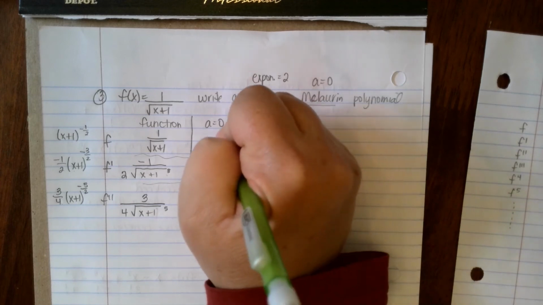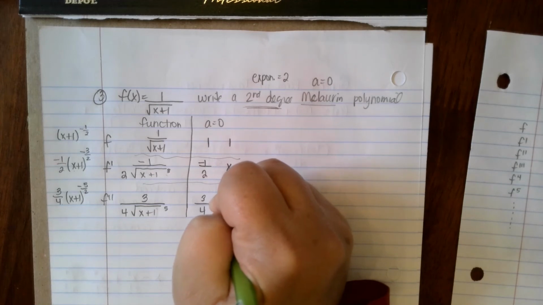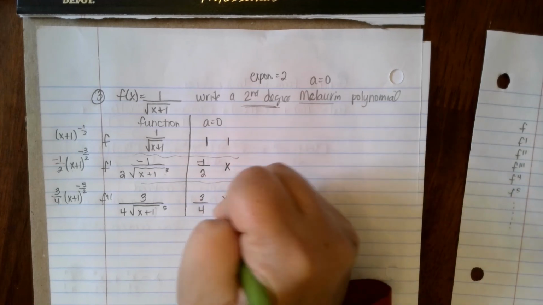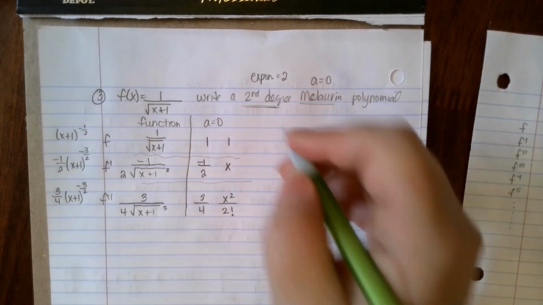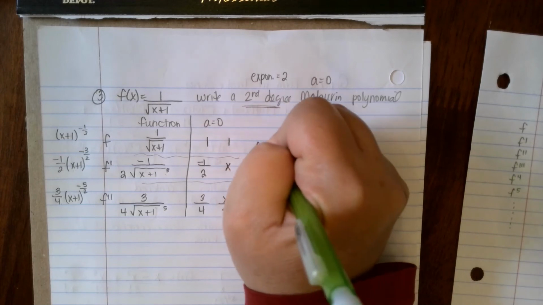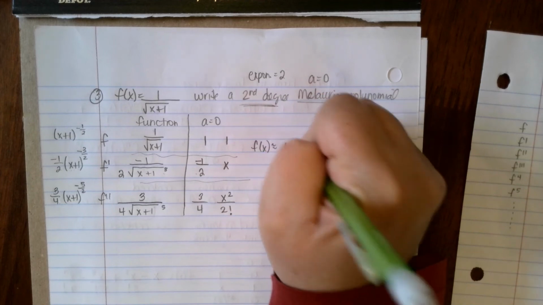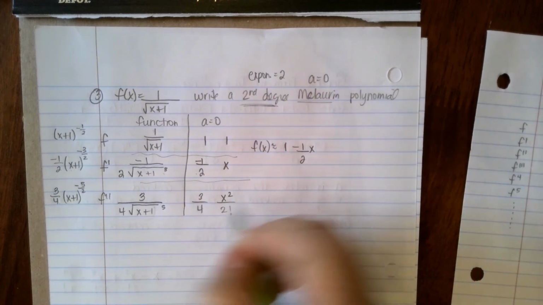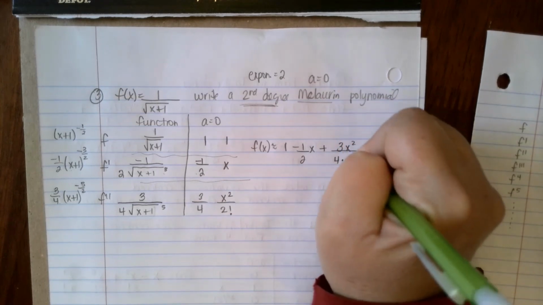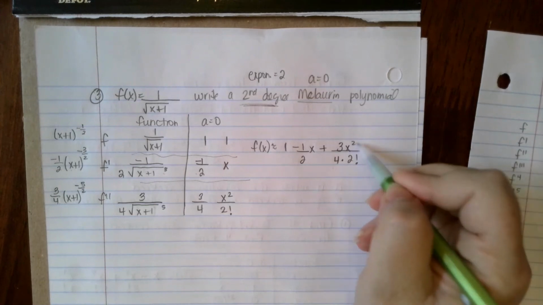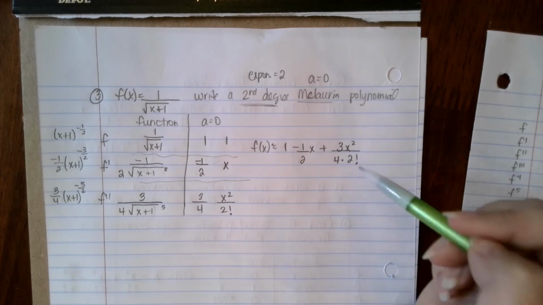Remember, you always start at 1. Then you have x. Then you have x minus a, so just x squared over 2 factorial. Okay? So here is our equation. f of x is approximately, well, 1 times 1 is just 1. Negative 1/2 times x is negative 1/2 x. This is a positive 3x squared over a 4 times a 2 factorial. Now, you've got your x squared, which is what they were looking for, second degree. Essentially, you are done.